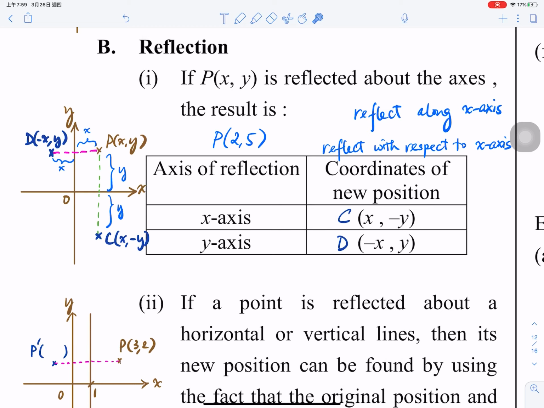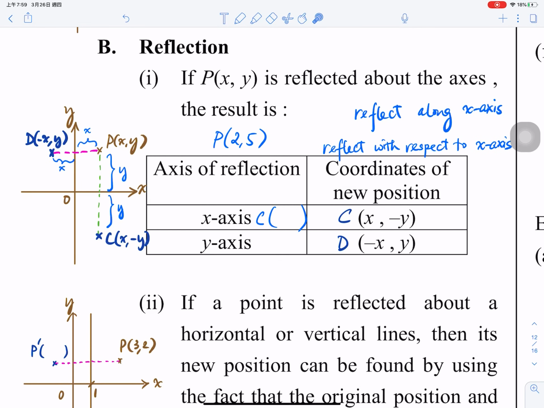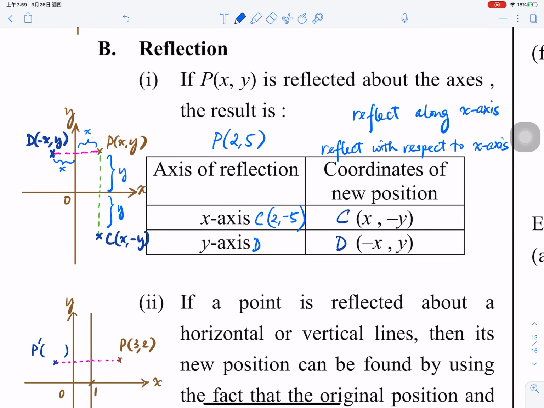Okay? So let's see, I give you an example, P (2, 5), then you can see what is the image after reflecting along the x-axis. Reflect along x-axis, x no change. That means (2, -5). Correct. How about reflect along y-axis? Reflect along y-axis, that means y no change. That means here, keep it. Then (-2, 5). Well done. Okay, it's easy for you.